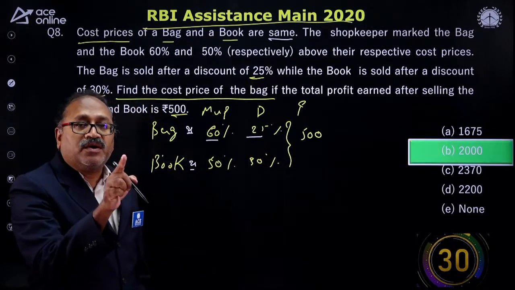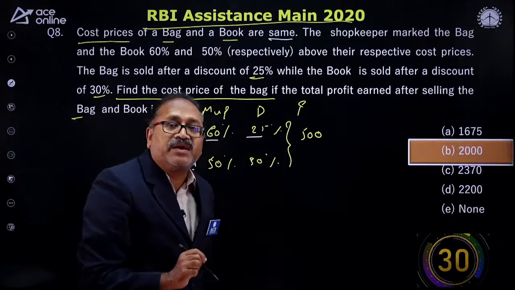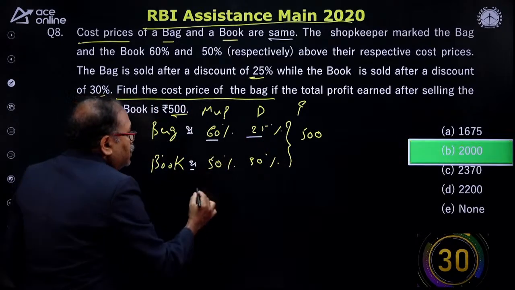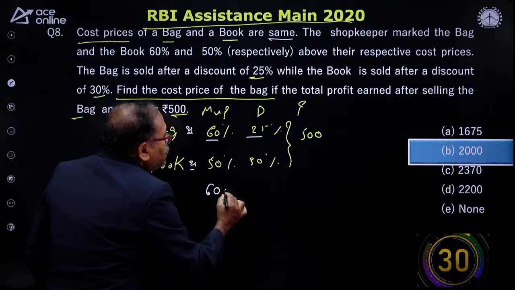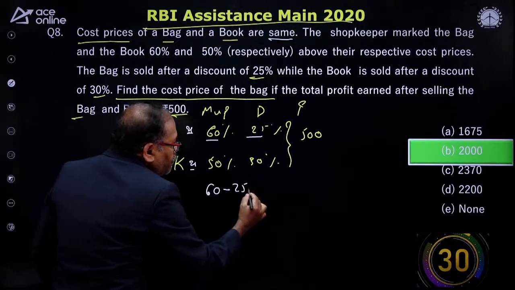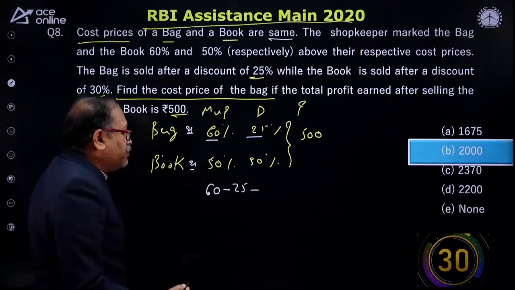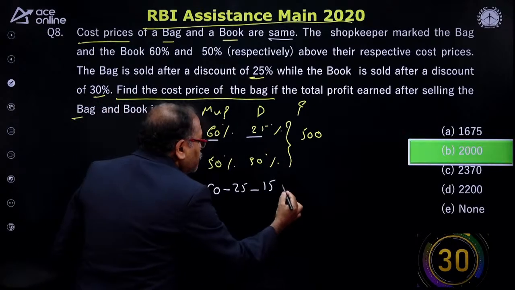Shall I apply the formula x plus y plus xy by 100? Okay. Now, here it is 60% increase and 25% decrease. So, plus minus is minus. 60 into 25 by 100, it comes 15.